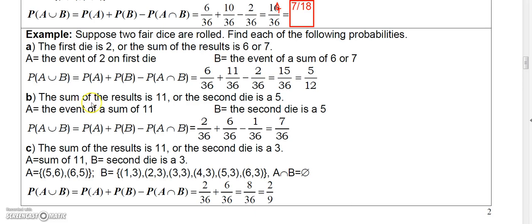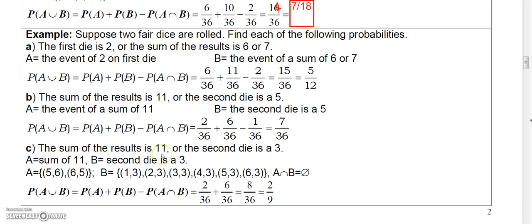The next one says the sum of the results is 11 or the second die is 5. Well, there's 2 ways to get a sum of 11, so that's 2 out of 36 is the probability. There's 6 ways to get a second die to be a 5, so that would be 6 out of 36. And then there's 1 way that both of these can happen. So the only way to get a sum of 11 and the second die is a 5 is to roll where the first die is a 6 and the second die is a 5. And so that's only 1 way out of 36. So if you combine these, you get 7 out of 36.